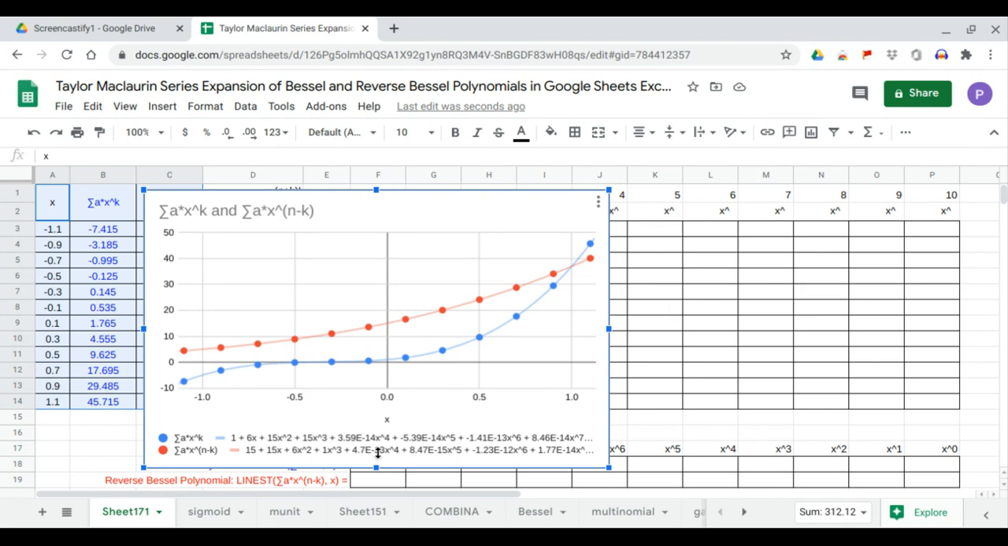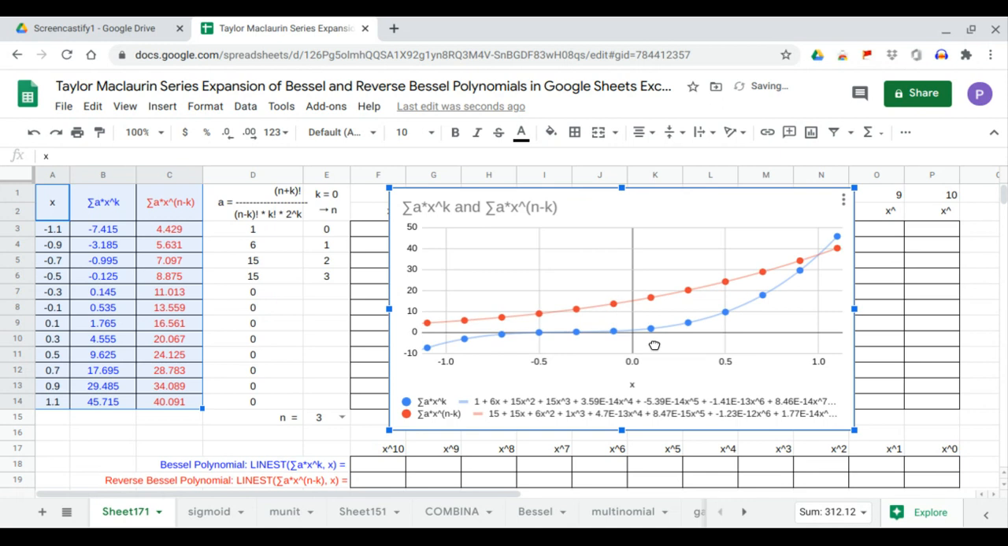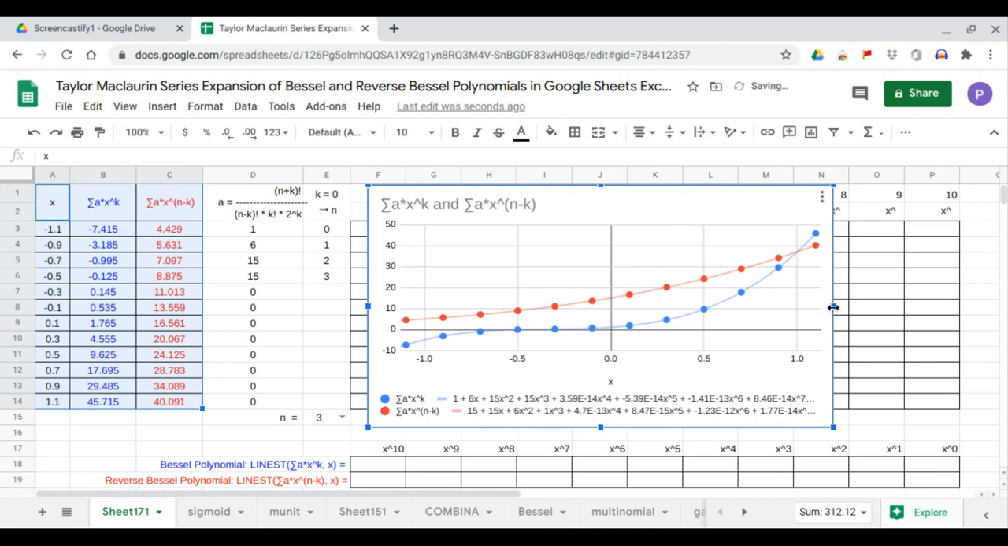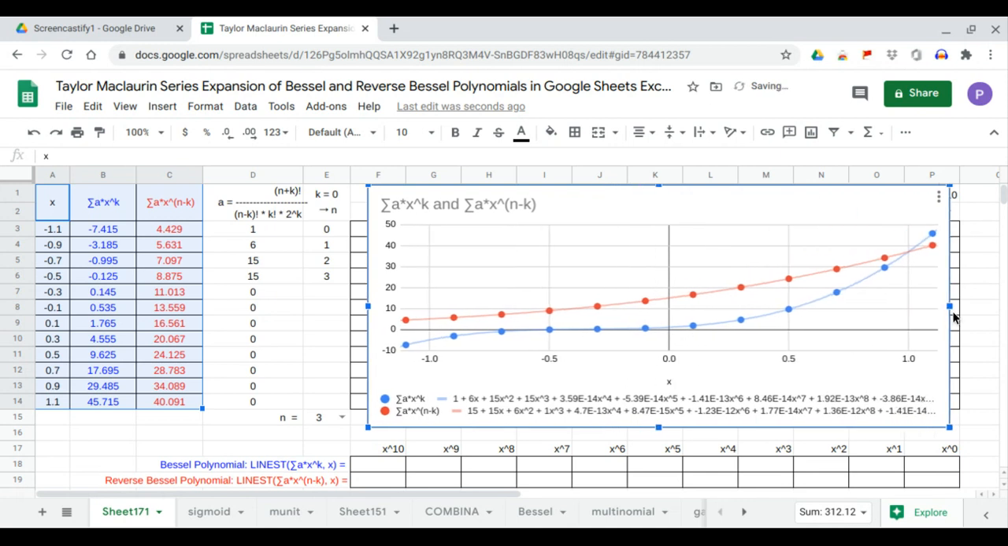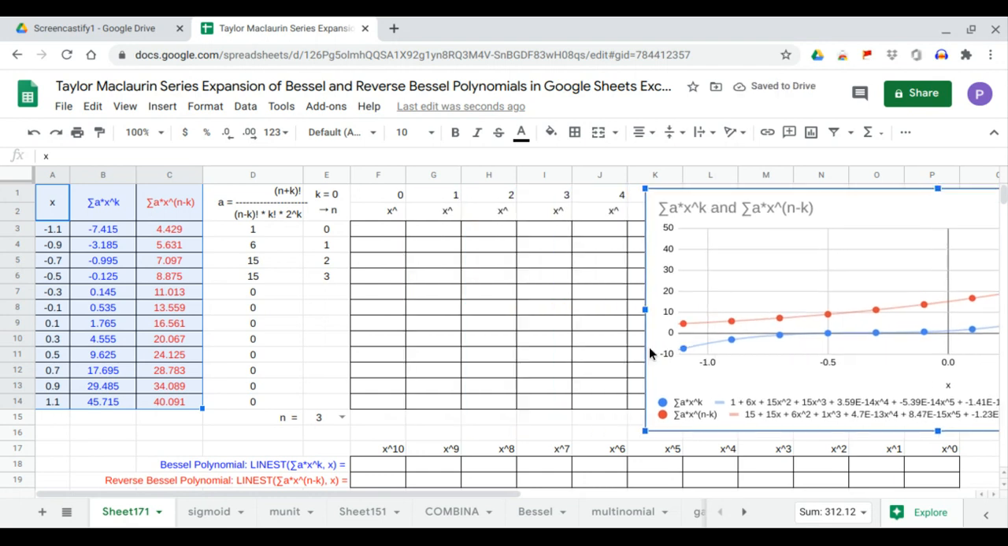So here you have the trend lines and the polynomials. In this case, you have to the third degree, so 1, 6, 15, 15, and the rest are 0. And here are 15, 15, 6, 1, and the rest are 0. We'll calculate these coefficients using LINEST. So these are the regression coefficients to calculate using LINEST.